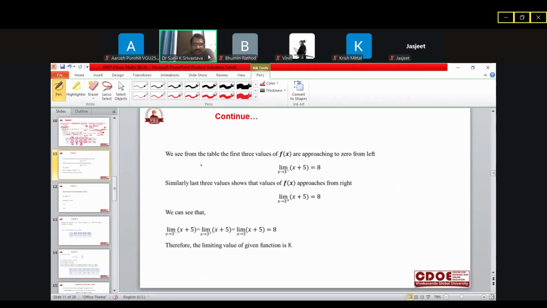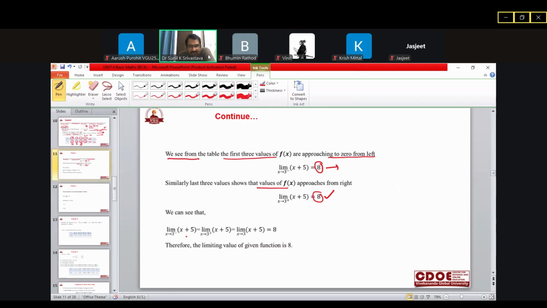Also, we have the approaches here, from the table. In the first 3 values, x approaches 3 from the left, and the value approaches 8. And also in the last 3 values, x approaches from the right, and in that case the value approaches the same point, 8.